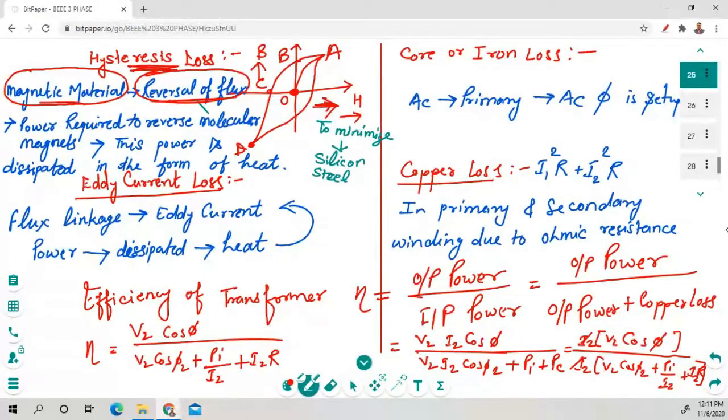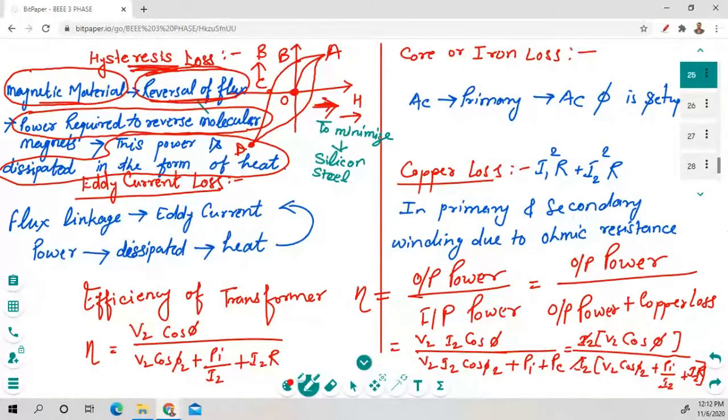So when this reversal of flux happens, we need more power. We need more power to reverse the molecular magnets. When you use more power to reverse these molecular magnets, this power is going to be dissipated in the form of heat, and it is called hysteresis loss. Write in the chat box: have you understood this hysteresis loss? How is this happening?